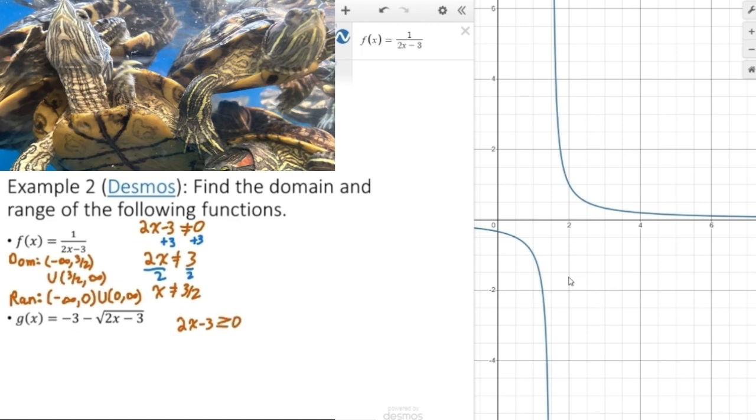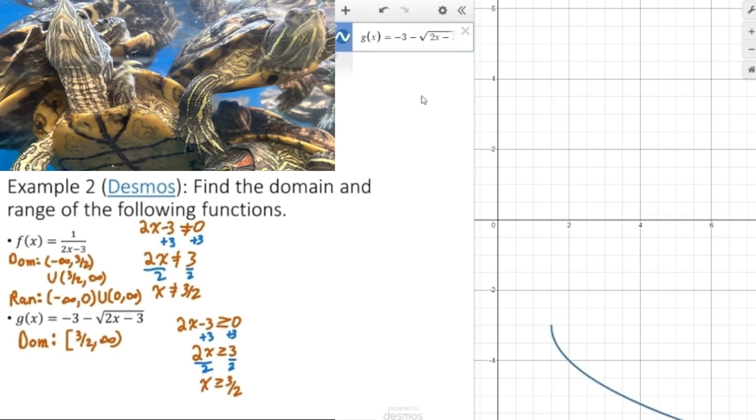So I'm going to set the 2x minus 3 greater than or equal to 0. And now we solve our inequality. And when we solve the inequality, we get that x is greater than or equal to 3 halves. So our domain would be the interval 3/2 to infinity. We have a square bracket around 3/2 because we can plug 3/2 into our function and we will get a real number out of our function. Now let's take our function and plug it into Desmos. And here we have the graph of negative 3 minus the square root of 2x minus 3 here in blue.